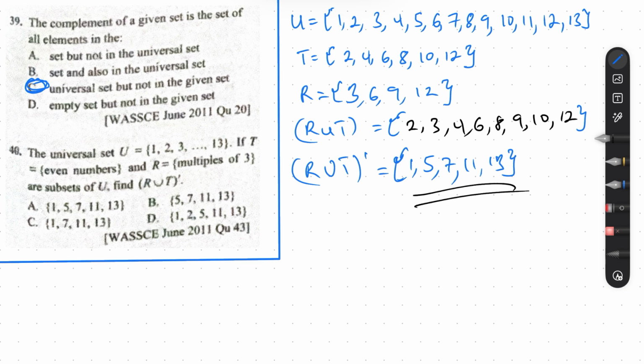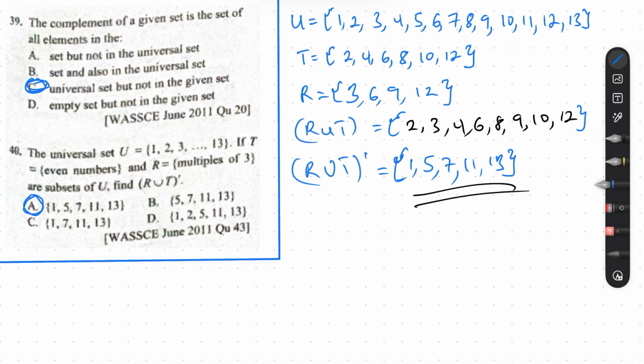This is our answer. So let's see if we have it right here: 1, 5, 7, 11, 13. Yes, right. You have it right here. So our answer is A. Cool.